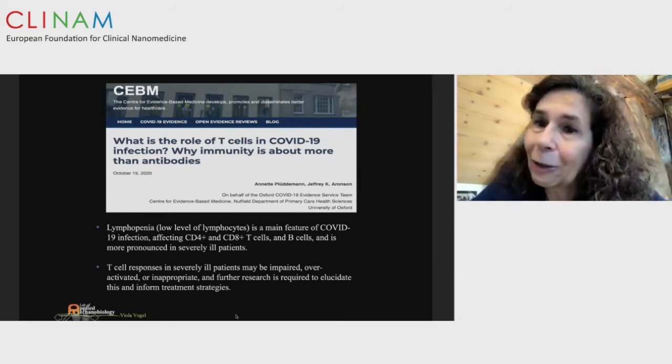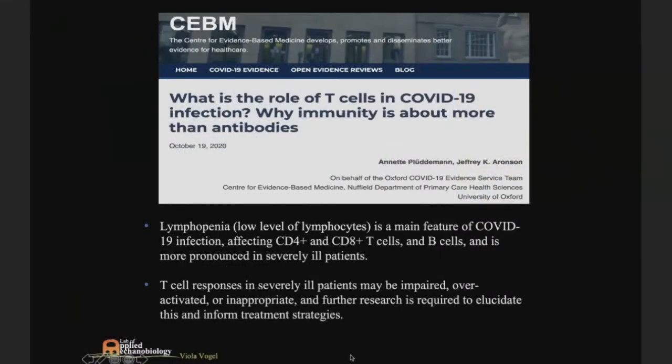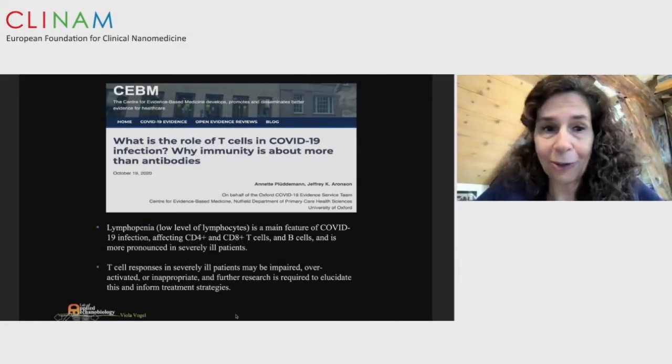And there are quite interesting discussions certainly ongoing in the context of COVID-19, whether or not, and what is the role of T cells in COVID-19 infection, why immunity is about more than antibodies, an important question that we need to ask right now. And here, if you would like to search for that, is an article just published from a group in Oxford.